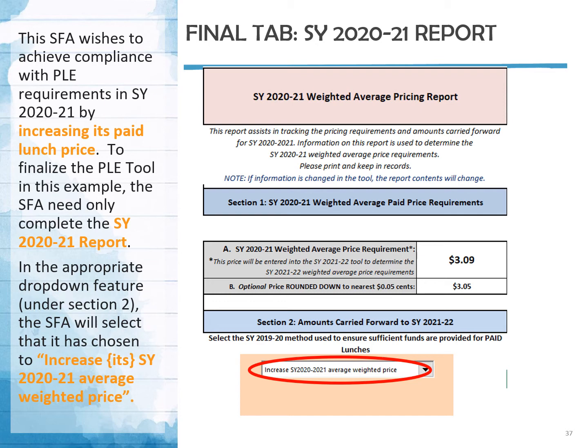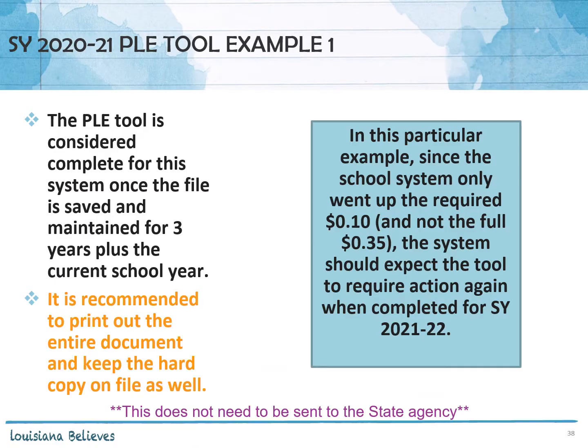In the appropriate drop-down feature under Section 2, the SFA will select that it has chosen to increase its school year 2020-2021 average weighted price. At this point, the PLE tool is considered complete for the system once the file is saved and maintained for 3 years plus the current school year. It's recommended to print out the entire document and keep the hard copy on file as well.